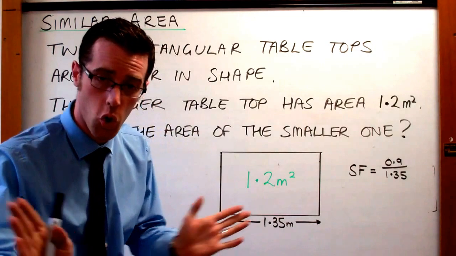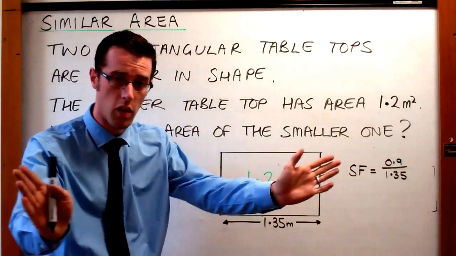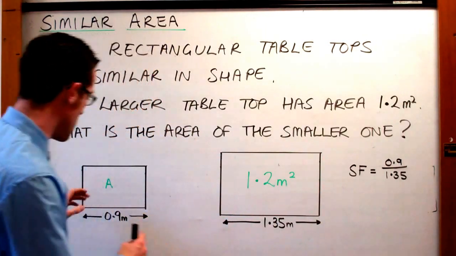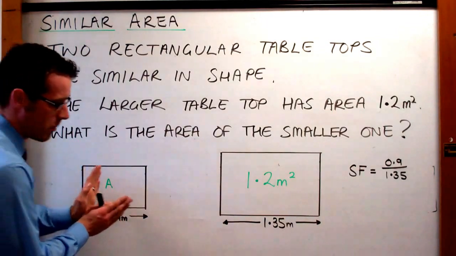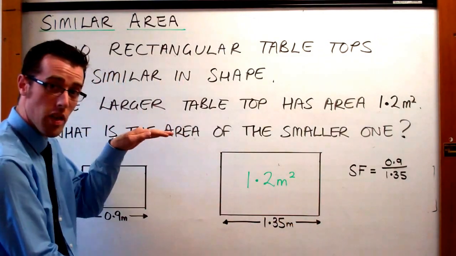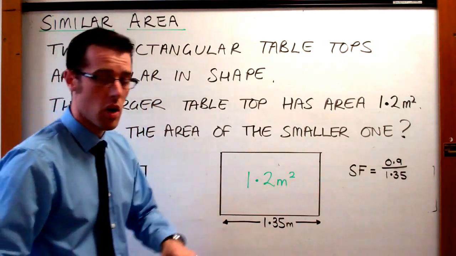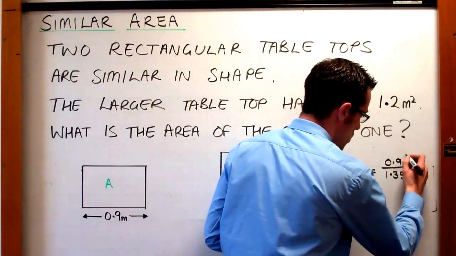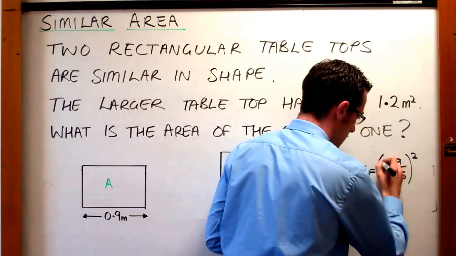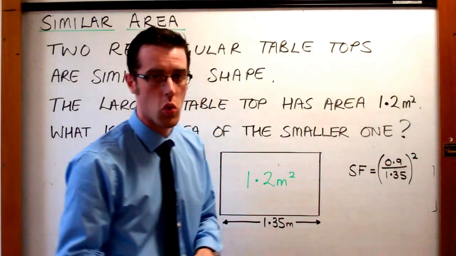Now, this is where similar area becomes different to similar lengths. Because we're dealing with two dimensions here, we're not just dealing with one line, right? We can see that this rectangle is getting bigger in two directions. So the breadth's getting bigger, and also the length is getting bigger as well. So what we do is, with the scale factor, we square it. Okay, so we square the scale factor.